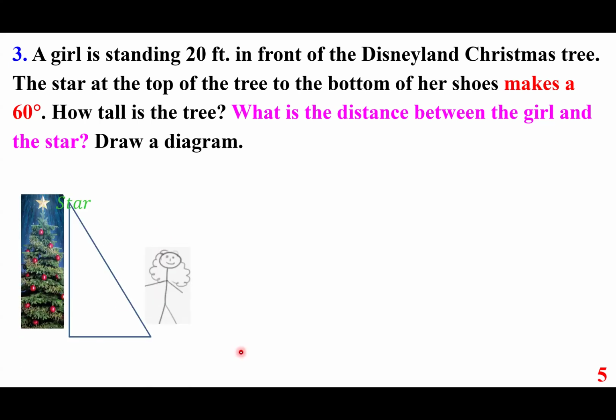So here's the tree, here's the girl. At the top, we have the star, and here's the bottom of her shoes. And it makes a 60-degree angle, so this must be the 60-degree angle. How tall is the tree? Well, we have a distance of 20 feet in front of the tree. So we want X, and we want C. So hopefully it's clear to everybody as to what we are looking for.